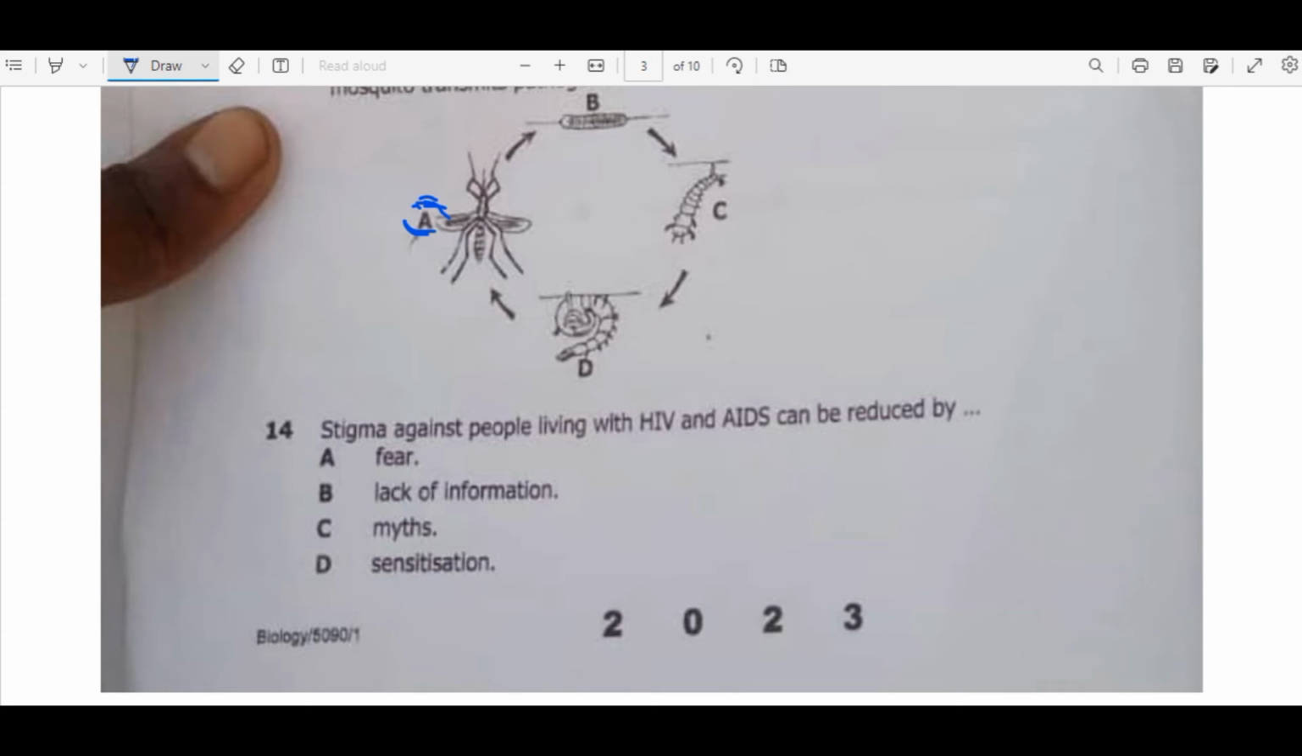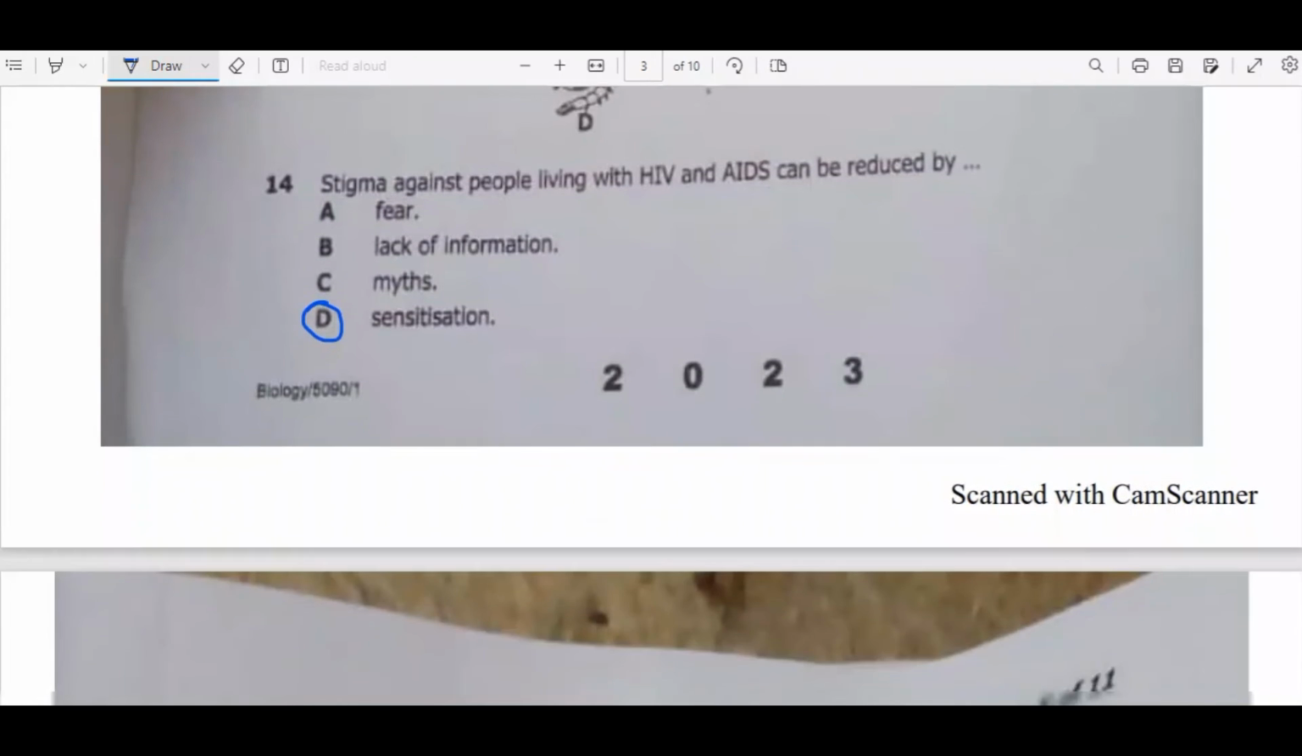So the answer on this one, how can it be reduced? So it can be reduced if people are sensitized, so that they do not have stigma against people living with HIV and AIDS. That people with HIV and AIDS, they can also live a normal life. So the answer is D.